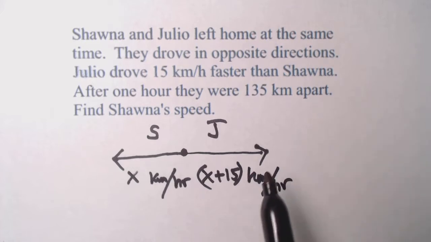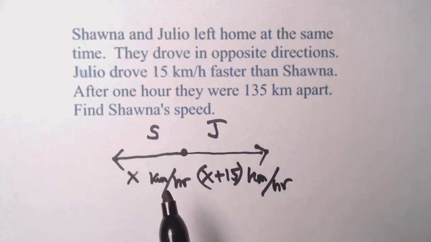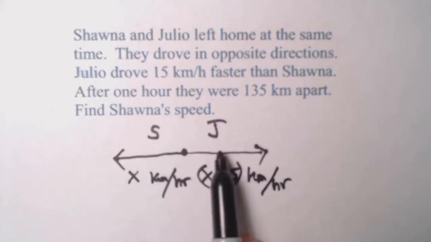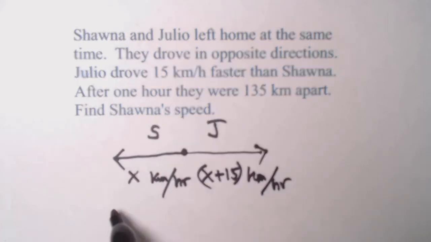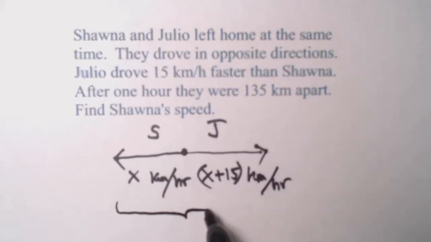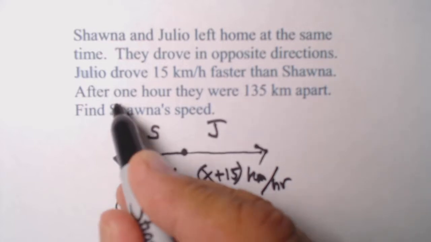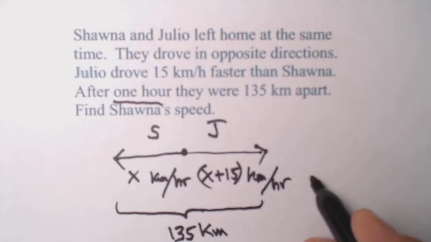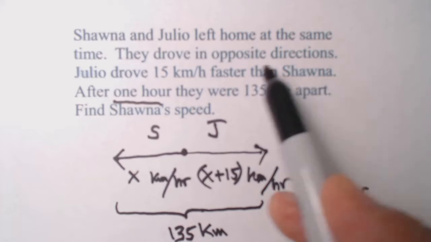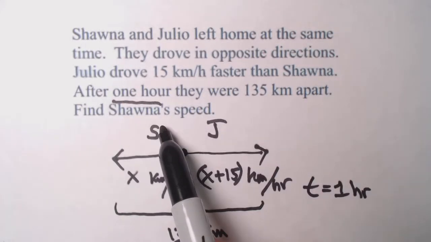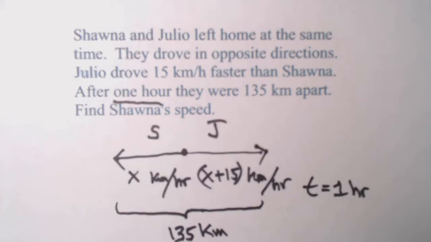Okay, now the next thing we can take note of here is that we don't know what these individual distances are, but after 1 hour, they were 135 kilometers apart. So we know this total distance is 135 kilometers. And the other thing we know is that the time here was 1 hour. So T equals 1 hour. And of course, remember they left at the same time. So that means they're each driving for 1 hour.